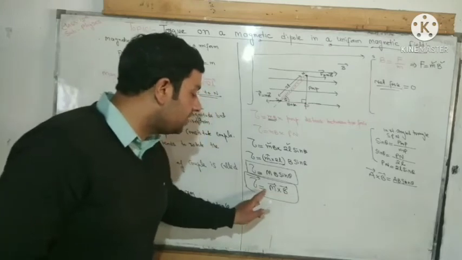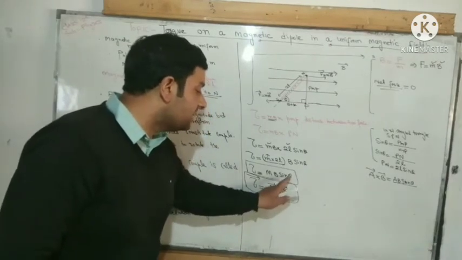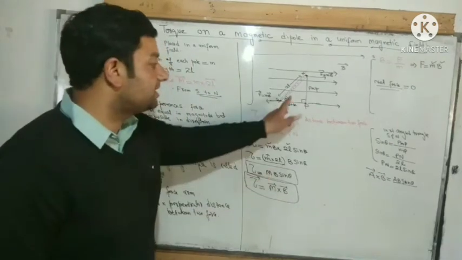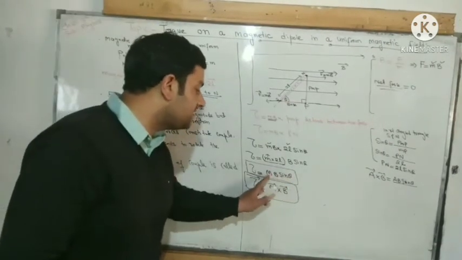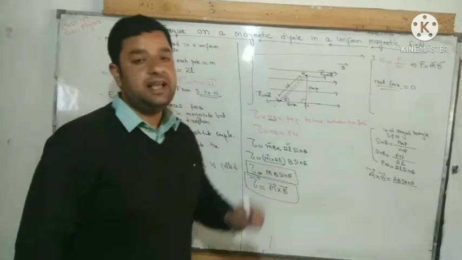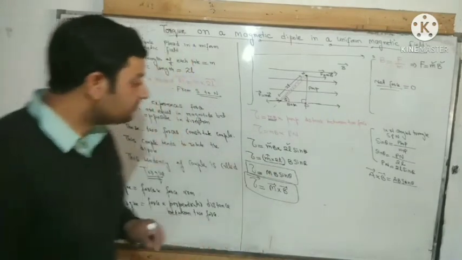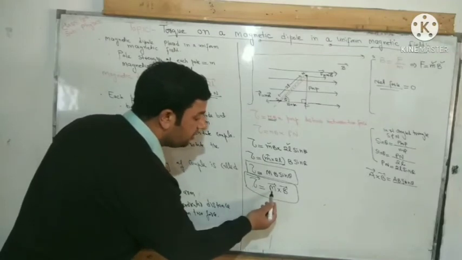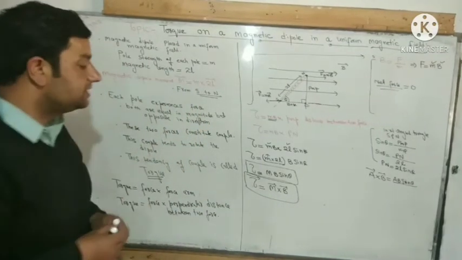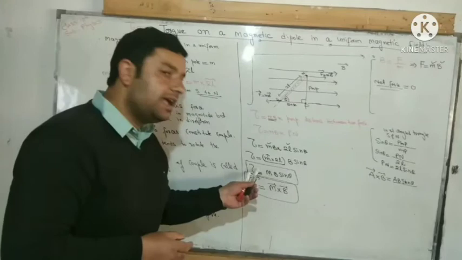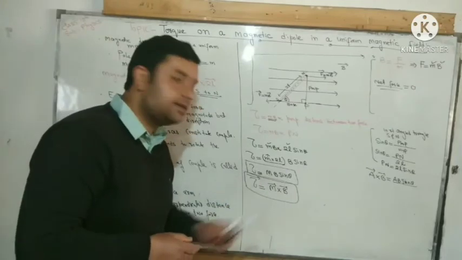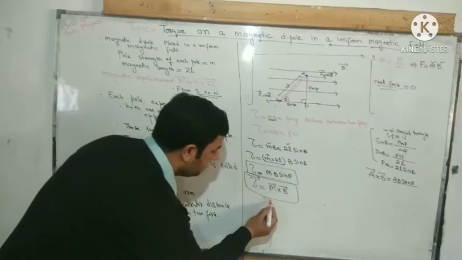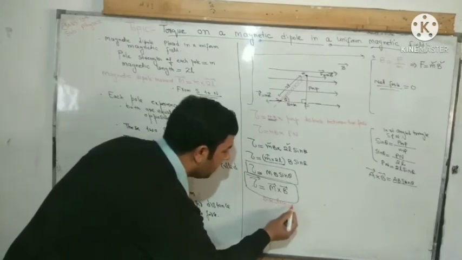So tau is equal to M cross B. Here theta is the angle between the magnetic moment and the magnetic field. So this is the magnitude of torque, and this is in vector form. So what about the direction of tau?